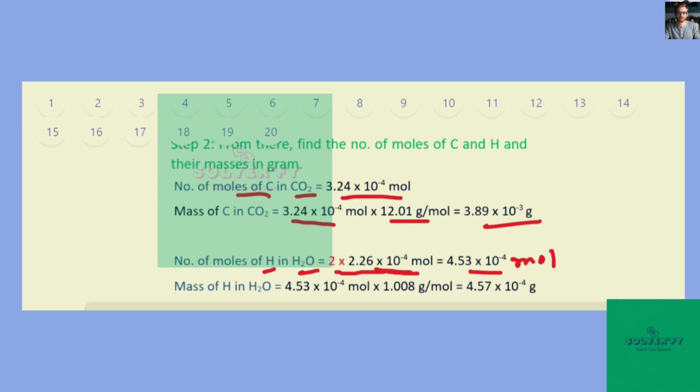And we just multiply this by the molar mass of hydrogen to get the mass of hydrogen produced. Now we know the mass of carbon and hydrogen produced, and from here we'll find the mass of nitrogen.